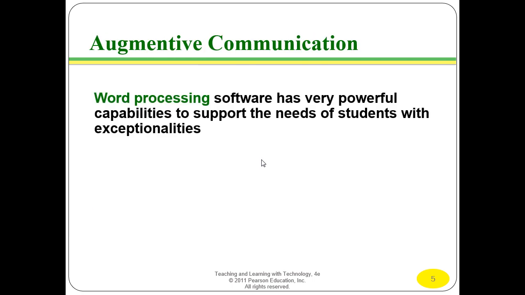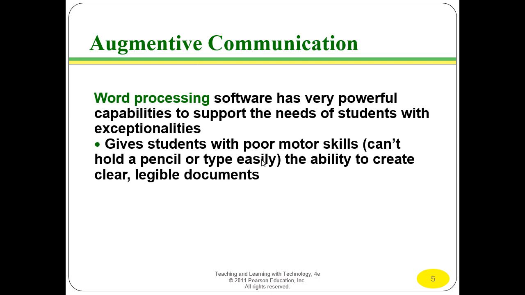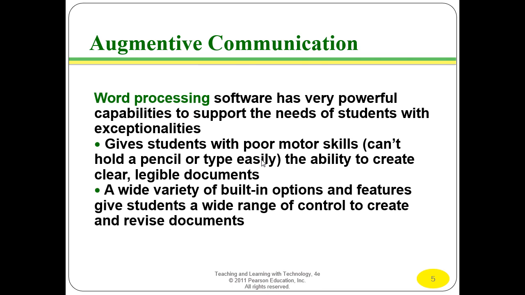Now, let's talk about augmentative communication. Our word processing application software has very powerful capabilities to support the needs of students with exceptionalities. And so programs like WordPerfect can accommodate those kinds of students. It'll give students with poor motor skills that can't hold a pencil or type easily the ability to create clear, legible documents. There's a number of ways that they can do that with a mouse or other technology. A wide variety of built-in options and features give students a wide range of control to create and revise documents.